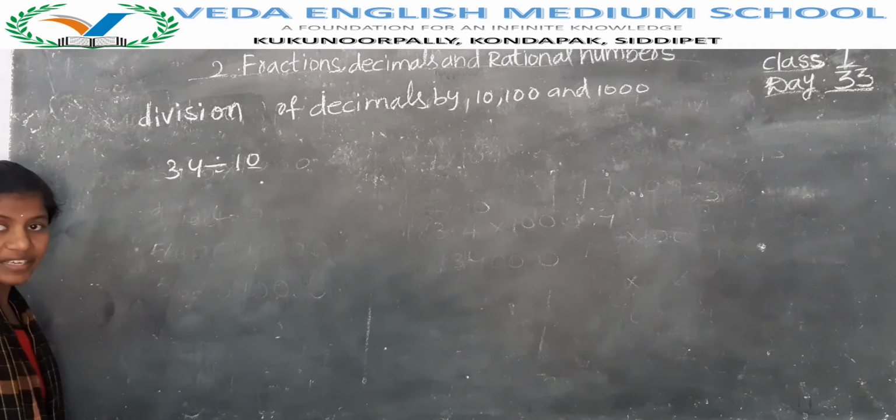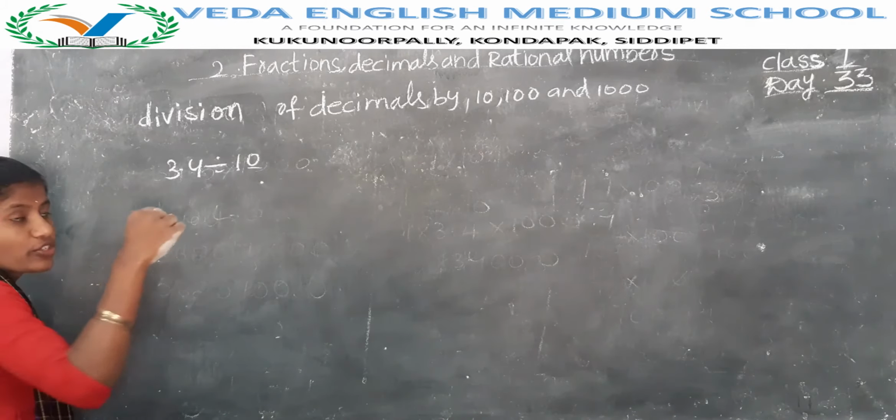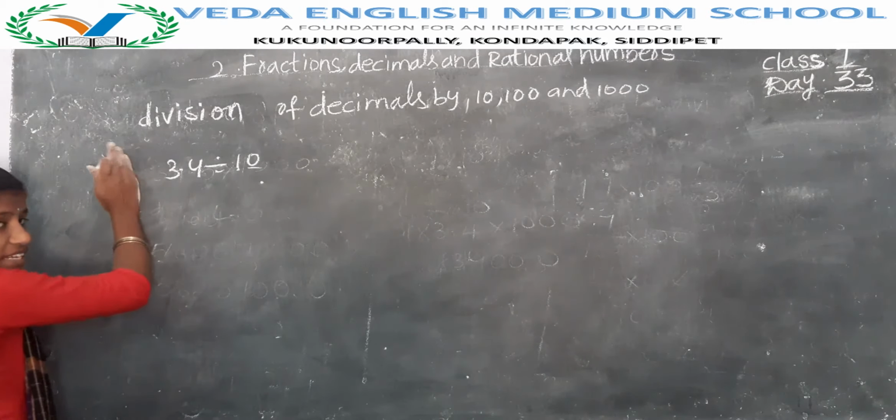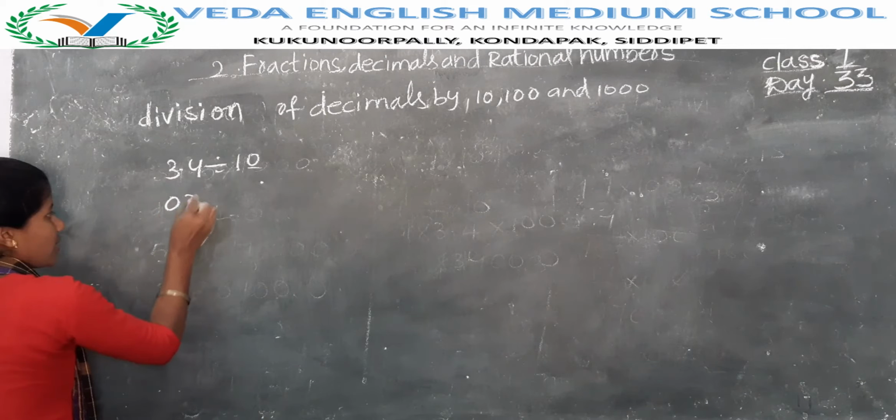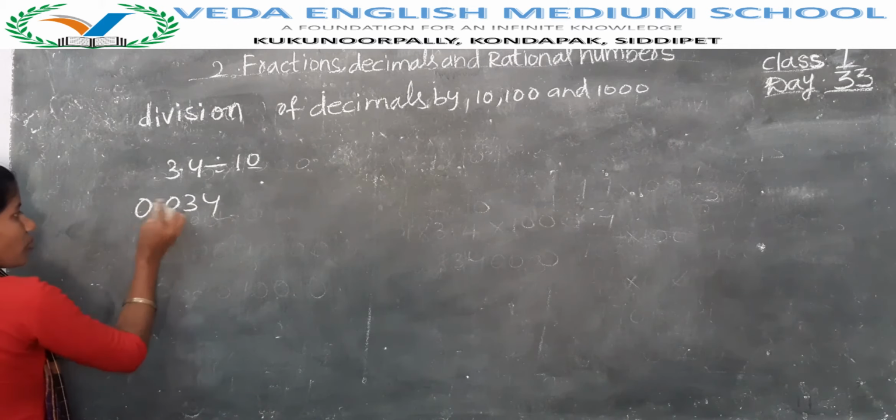How many zeros are there in 10? In 10 we have only 1 zero. So the point moves to the left side after 1 digit. Left side after 1 digit. So here you will get the point: 0.34.